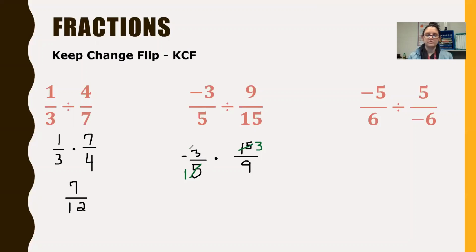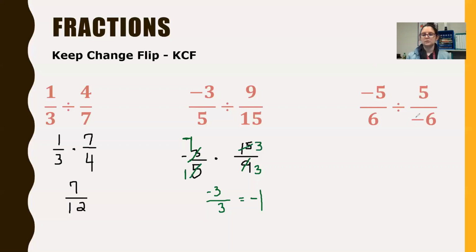There are also common factors between our 3 and our 9. They're both divisible by 3. So 3 divided by 3 is 1. I want to keep the negative, so this is a negative 1. 9 divided by 3 is 3. So I have negative 1 times 3, which gives me a negative 3. 1 times 3 is 3. And I know any fraction where the numerator and the denominator are the same is just equal to 1, and I transfer my negative into my final answer.